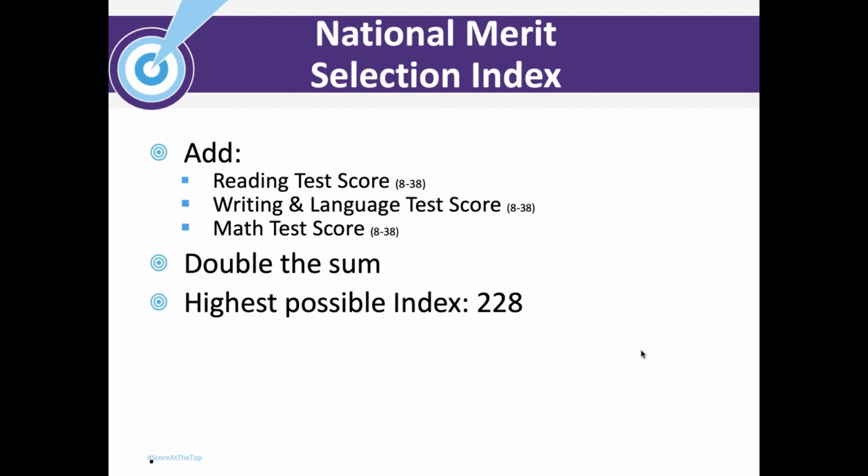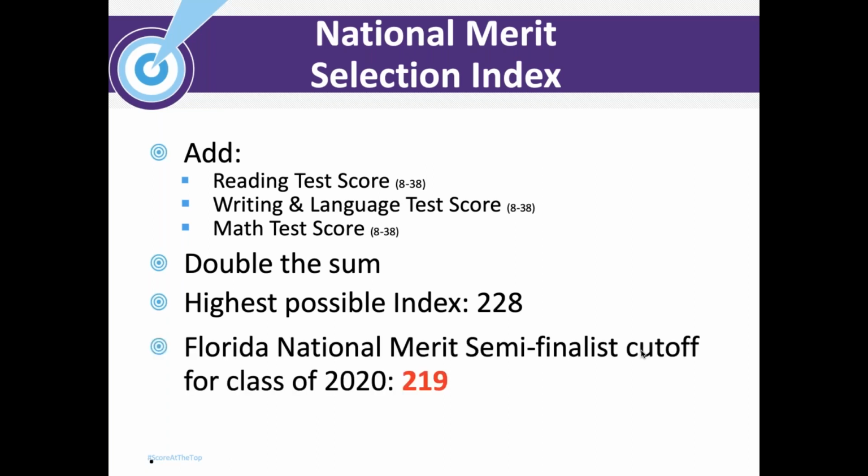You're going to double the sum, and the highest possible index, so the highest possible score that you can get, would be 228. And just to give you an idea of where Florida falls, for the class of 2020, the National Merit Semifinalist cutoff is 219. So in order to be considered for National Merit Semifinalists, you will need to get this score or above.